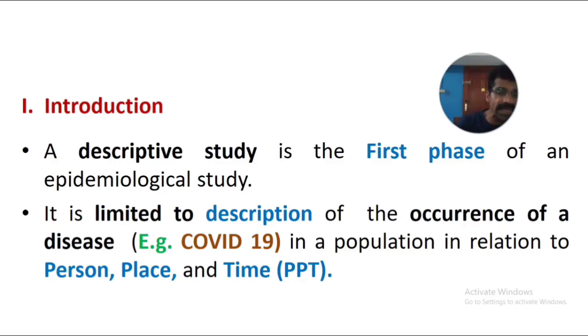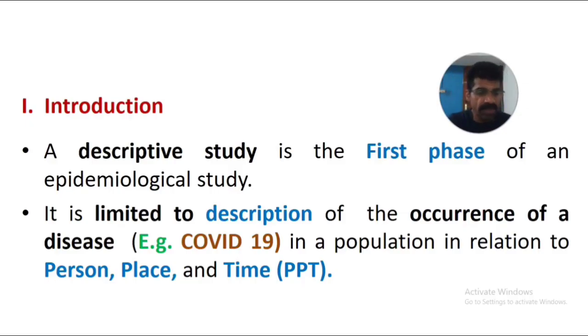This descriptive study is limited. It is limited to only description. Here it describes the occurrence of a specific disease in a community or in the ward, for example COVID-19 or any health problems in a population, that is hypertension, diabetes, obesity, etc., in a population in relation to person, place and time.